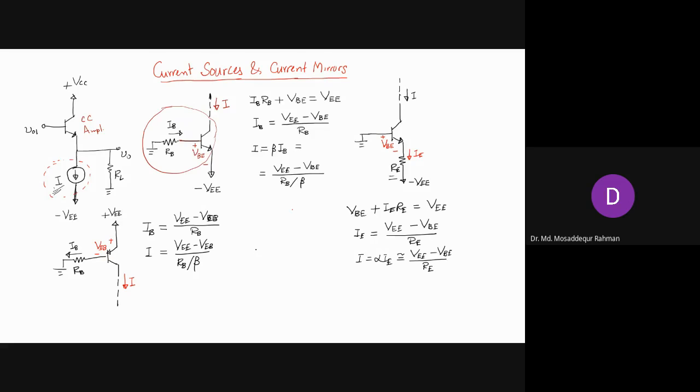And same as we said for the NPN transistor, there are two ways to put the resistor. We can put it either in the base side or in the emitter side. Same we can also do for the PNP transistor. Instead of the base, we can also place it in the emitter, and that we can show like this.